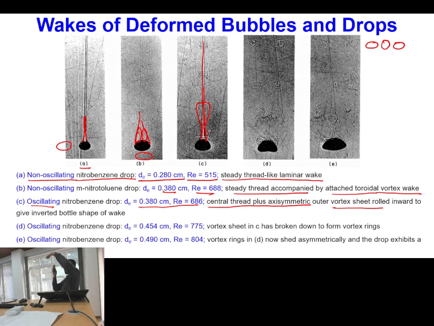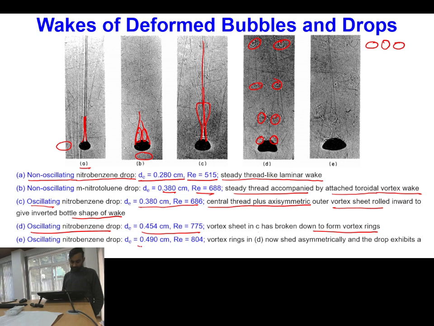So this is a big thin sheet of vortex. Okay, so if you rotate this, it becomes a thin sheet of vortex, and this sheet is rolled inward to give an inverted bottle shape. So this seems like nothing but a bottle which you have put in the downward direction. Okay, and further increase of diameter and Reynolds number, you can see here the vortex sheet which was there in case of C has actually broken to form vortex rings. So here you have a number of vortex rings which are shed behind the particle. Okay, and here you will again have an oscillating shape.